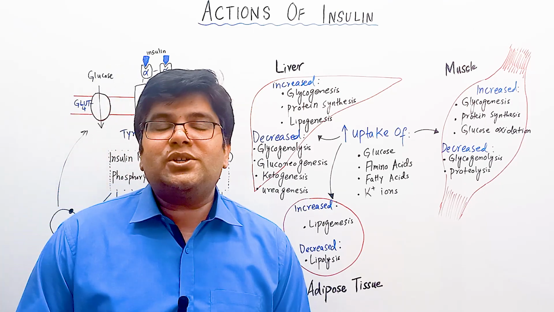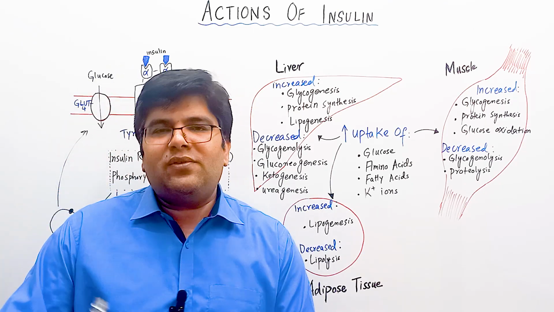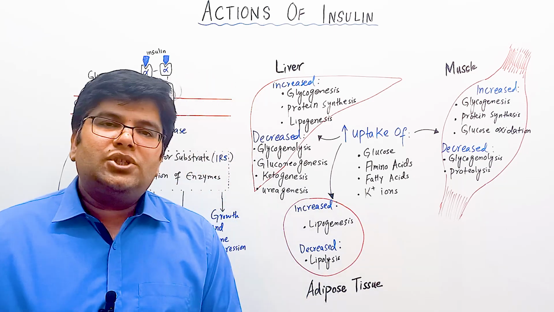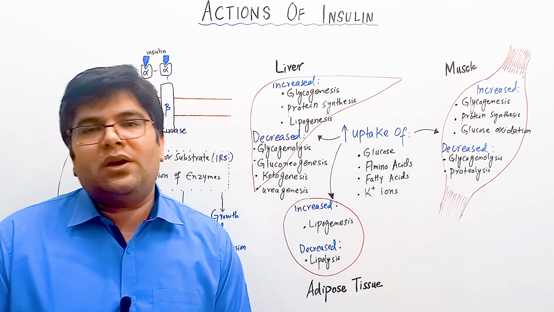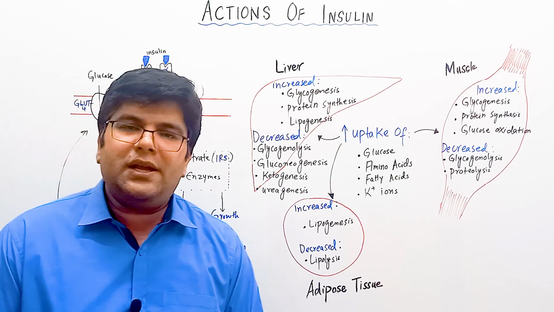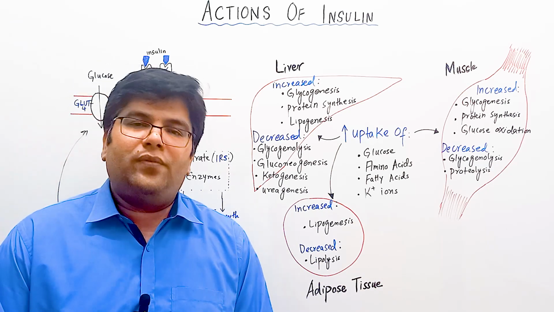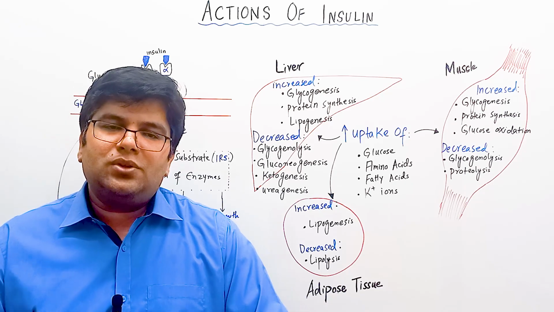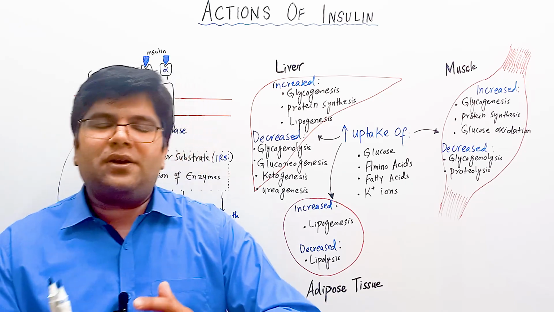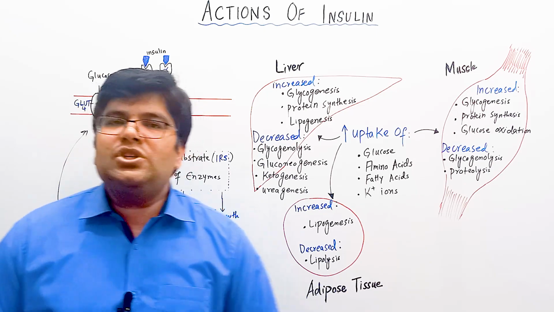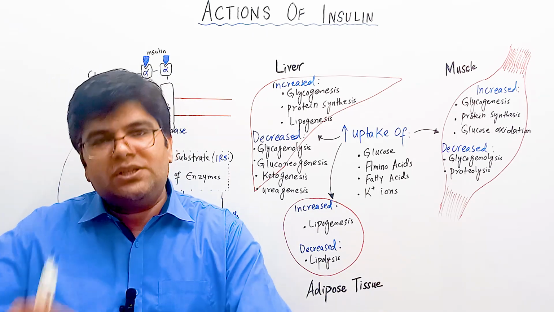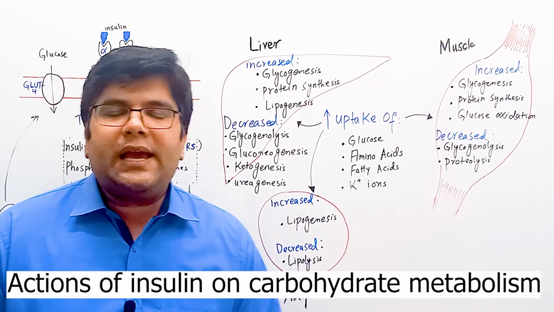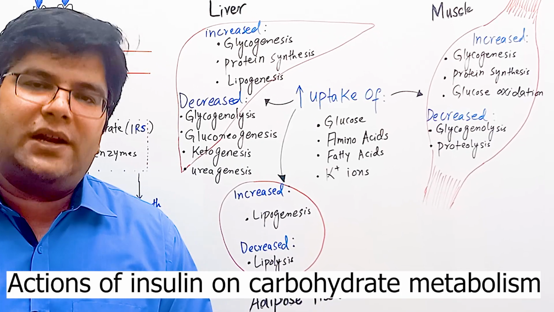Insulin also performs some actions slowly over hours to several days, and this is because of change in the rates of transcription of DNA to make messenger RNA, and also change in the rate of translation of messenger RNA to make different proteins. So this activity of transcription and translation for some genes is increased and for some genes it is decreased. Now let's list the actions of insulin on carbohydrate metabolism.